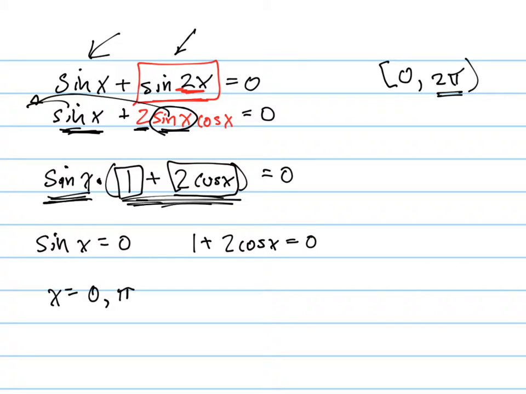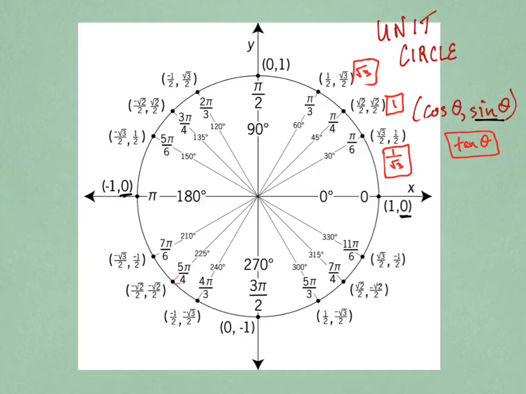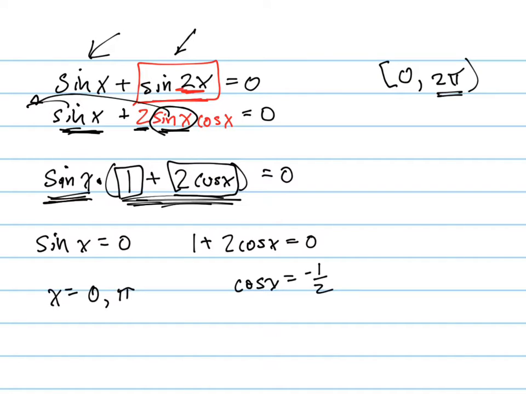And then now let's solve this one. Where does the cosine x equal negative 1/2? Notice I did that all at once. That's 2 pi over 3 and 4 pi over 3. Cosine is negative, so 2 pi over 3 and then 4 pi over 3. That's right. 2 pi over 3 and 4 pi over 3.